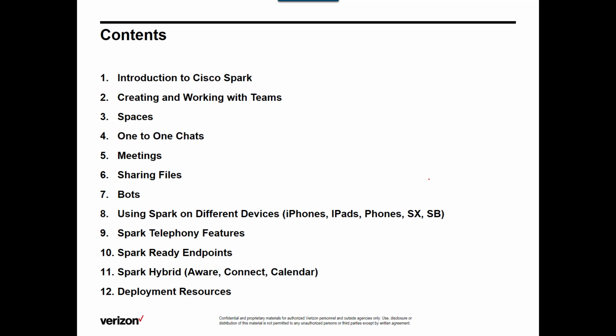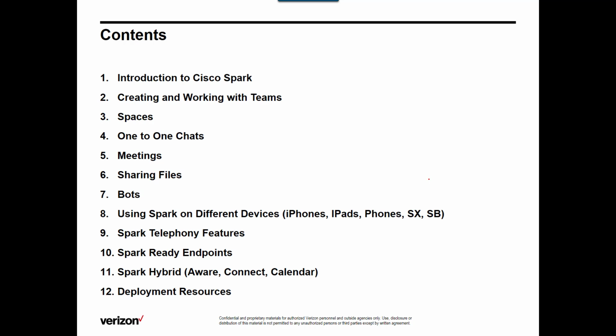We'll see. In part 9, we'll look at a little bit of Spark telephony features, and we'll look at how to distinguish telephony features as they relate to the Cisco Spark application, the software application on your PC, Mac, tablet, or iPhone, and what's on actual telephones, which is the next part. We'll look at the Spark Ready endpoints. So all these Spark Ready endpoints, whether Spark boards or phones, we'll look at what those are, how they operate, and how they relate to the traditional phones.